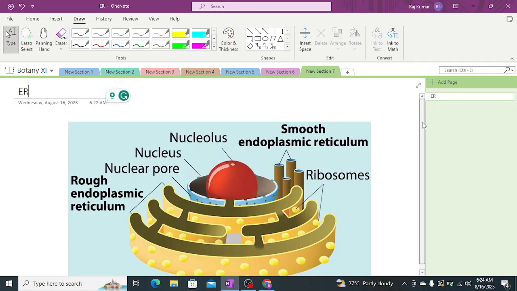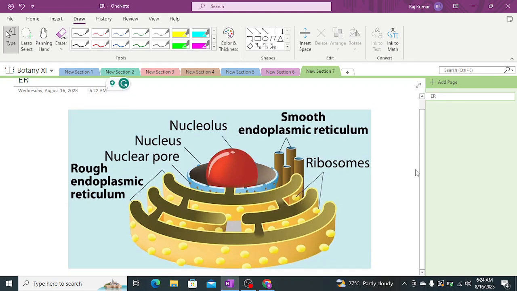Endoplasmic reticulum. And what is endoplasmic reticulum? It is a network. Endo means inside, plasma means organization or fluid-like structure or form substance, whereas reticulum is derived from the word reticula. Reticula means network, as we have reticula in the venation.